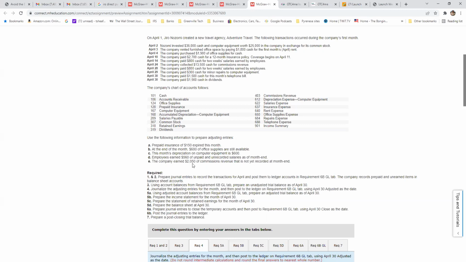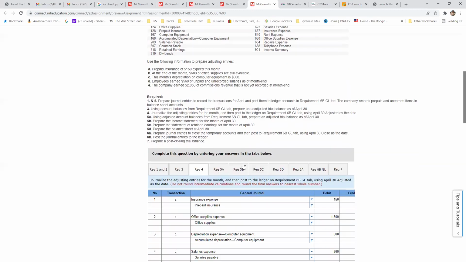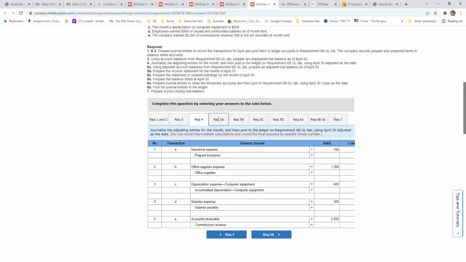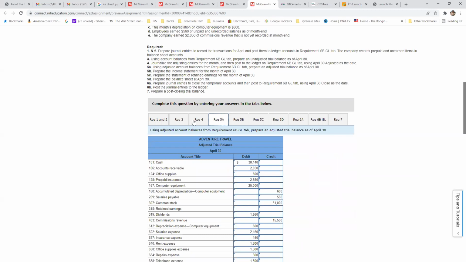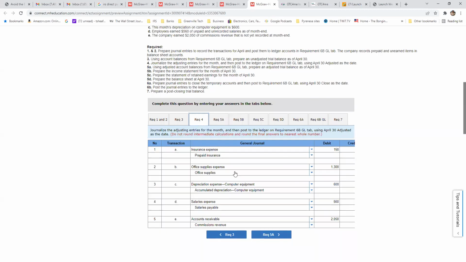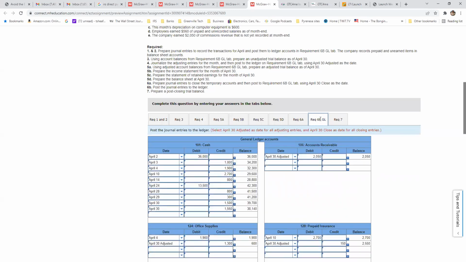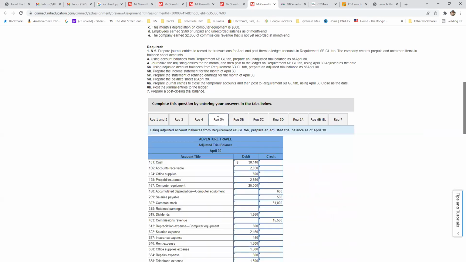Company earned $2,050 in commission. It's not yet recorded, and so that's going to be your closing entry on that. So that's basic. And then you just go through, after you post your adjusting entries over to the T accounts, then you're going to go back and you're going to do your adjusted trial balance.